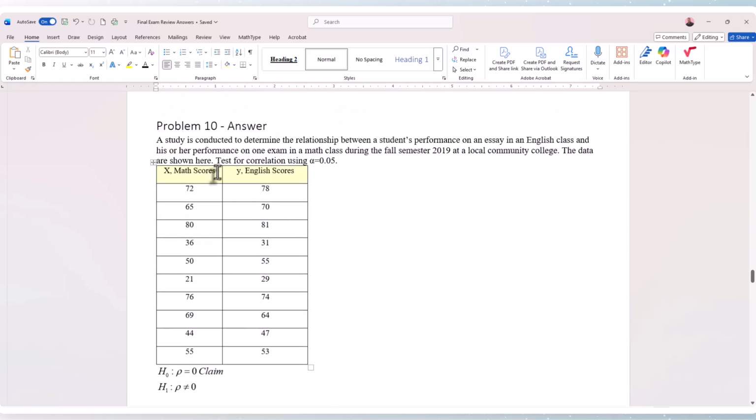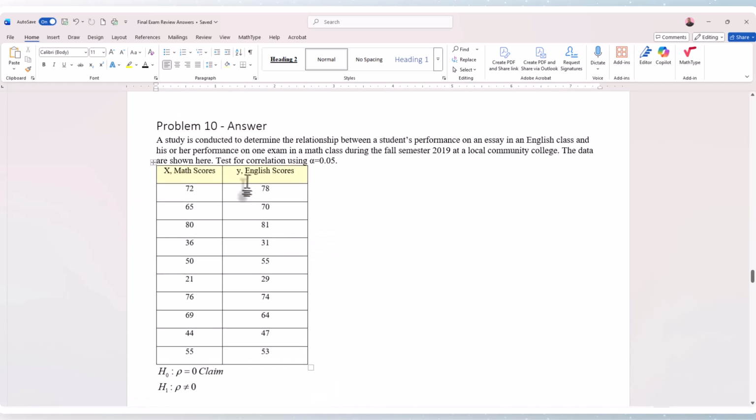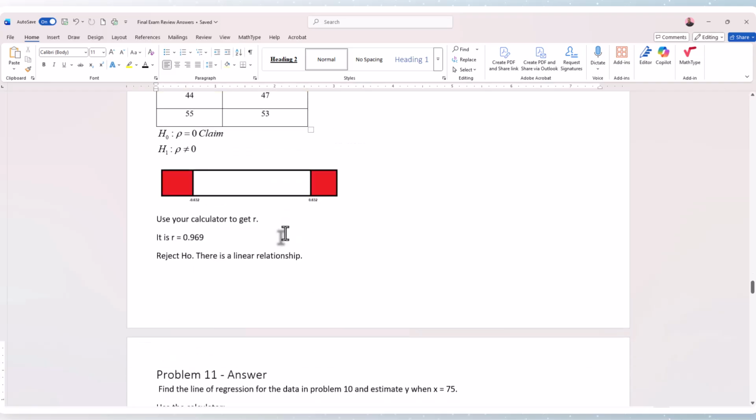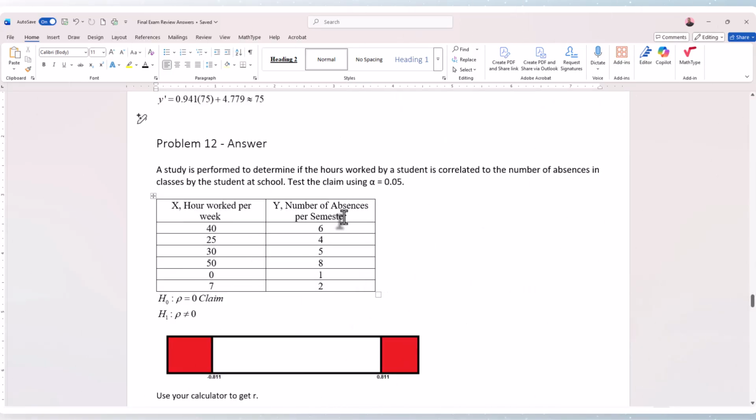We can then use the value x equal to 75 to make a prediction, right? So we have a math score, 75, and we want to predict what score is earned for the English class. So when we plug 75 into this formula and we round to a whole number, we also get 75. So what it's saying is that if someone scores 75 on the math test, they will score 75 on their English lesson.